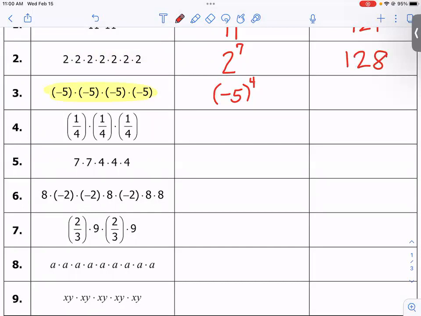Almost. Is it negative or is it positive? Quinlan, tell us why it should be a positive number. Okay, so a negative times a negative is a positive, right? So these two make a positive, and these two make a positive. Now if it was negative 5 to the third power, that answer would be negative.